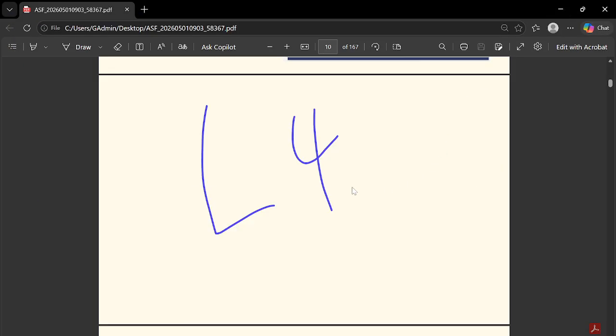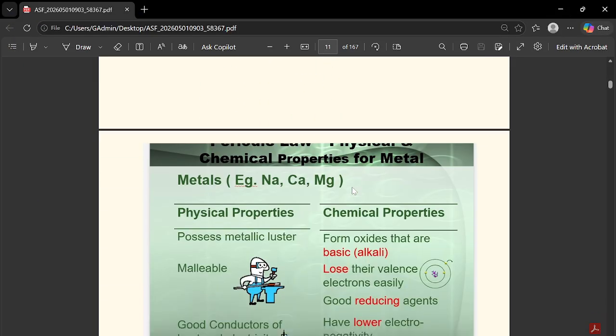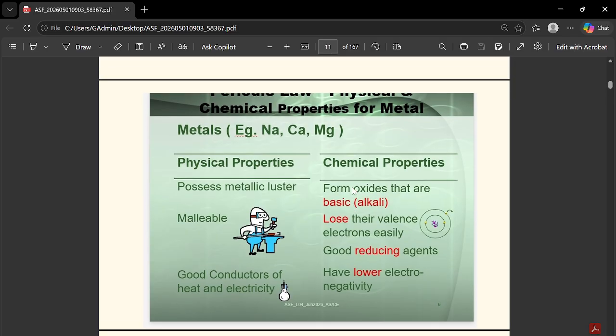Alright, so today we're going to look at lecture 4. All of these have been taken out of the lecture slides. So first thing, what are the chemical and physical properties of metals?